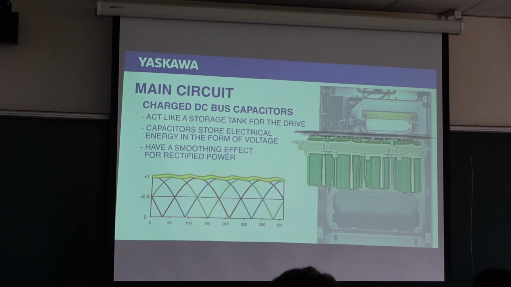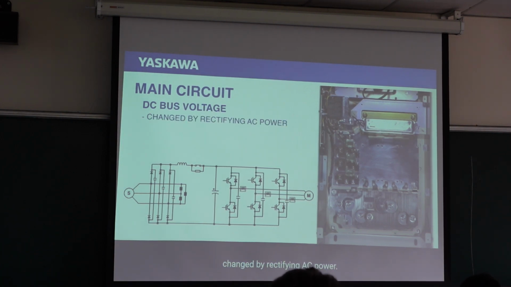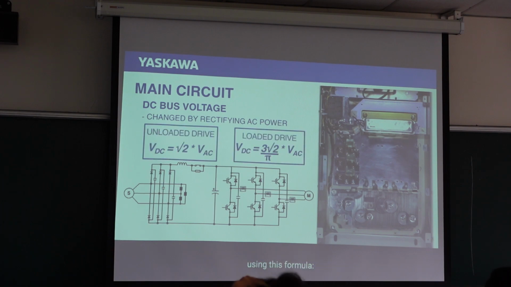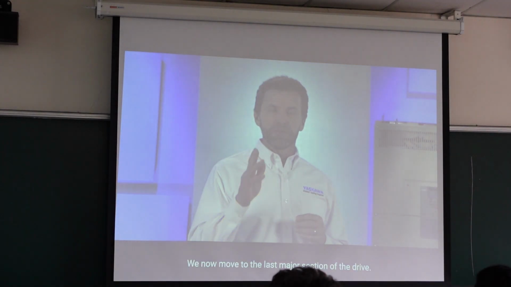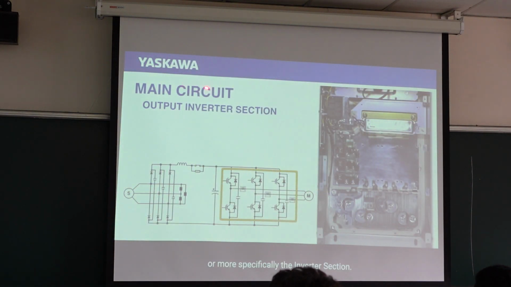It's also important to note that the voltage level in the drive has now changed by rectifying AC power. The new DC bus voltage can be calculated using this formula. DC voltage equals the square root of 2 times the AC voltage. So you have the incoming AC voltage, you can calculate the DC.